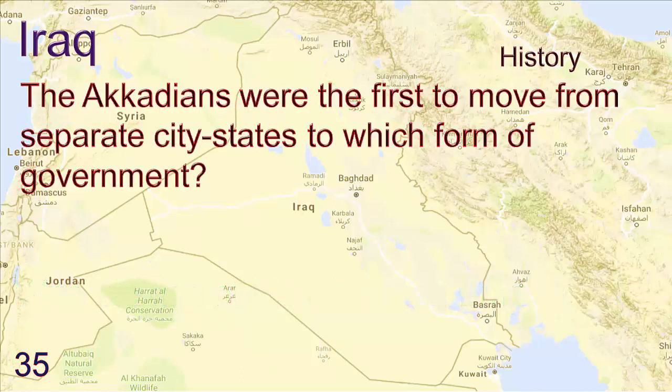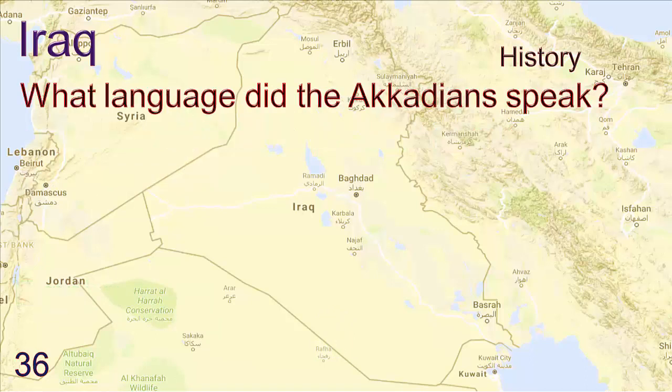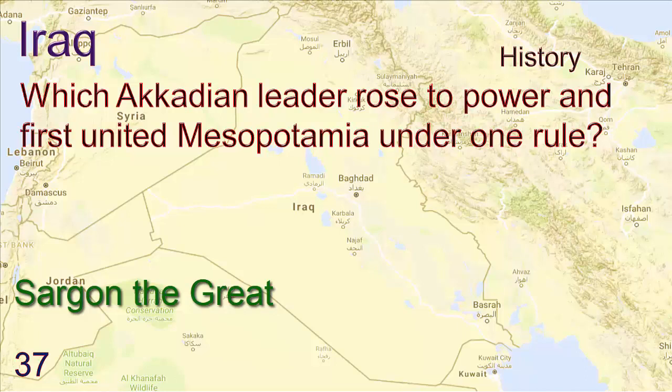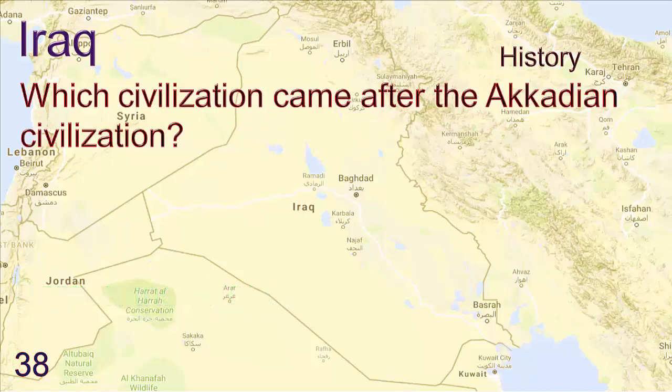The Akkadians were the first to move from separate city-states to which form of government? Answer is the empire. What language did the Akkadians speak? Answer is Akkadian. Which Akkadian leader rose to power and first united Mesopotamia under one rule? Answer is Sargon the Great. Which civilization came after the Akkadian civilization?